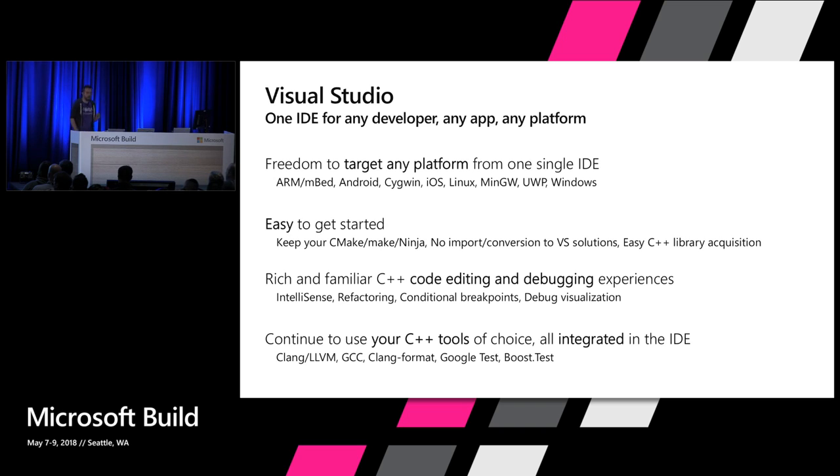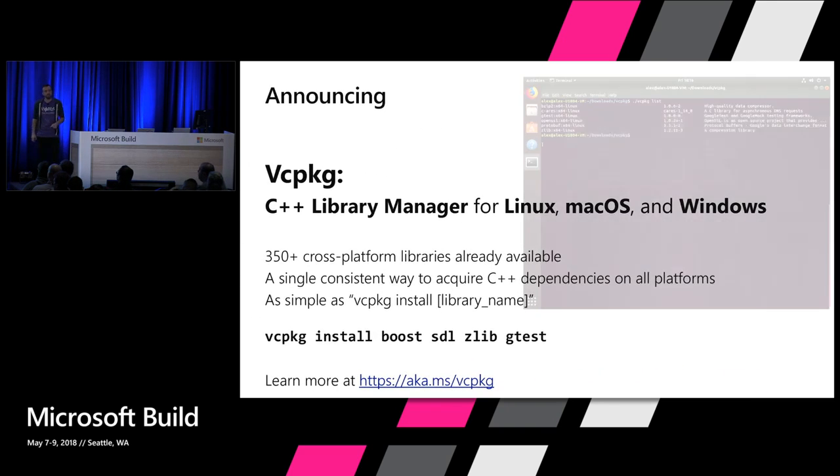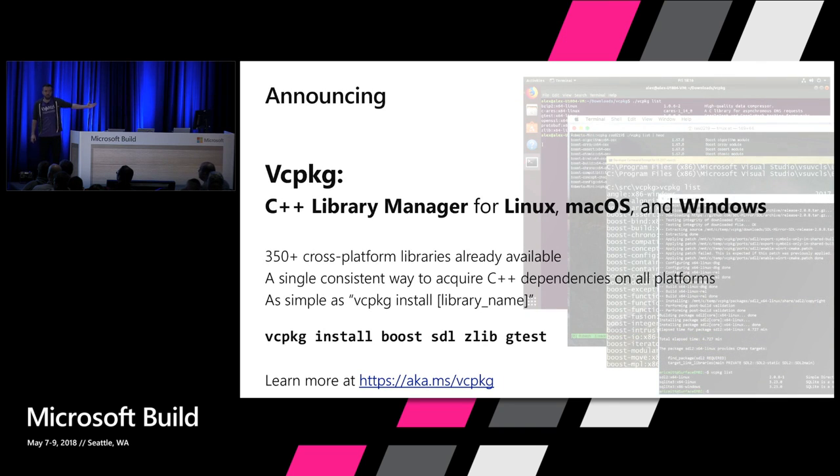But before I do, I want to talk about another announcement that we made this month that pertains to this topic. VC Package, which is the package manager that I was mentioning earlier, is now available for Linux and for Mac. So this means that you can acquire all C++ libraries in a consistent manner. And from the day one when we announced support for Linux and Mac, we have 350 libraries already available.